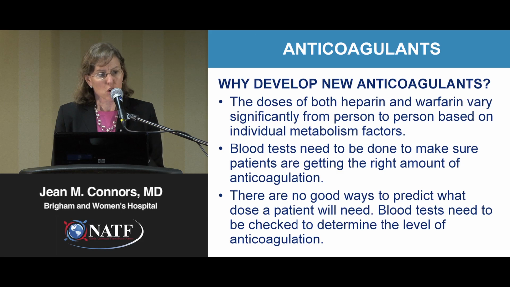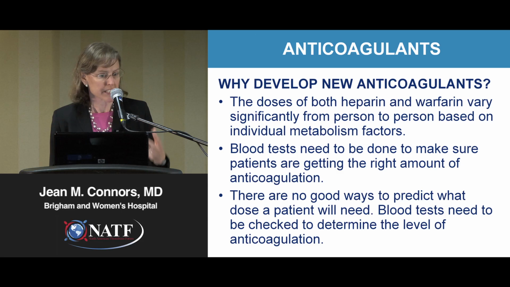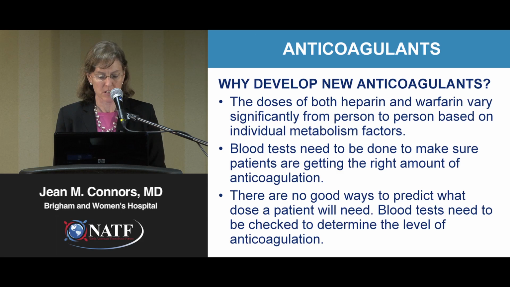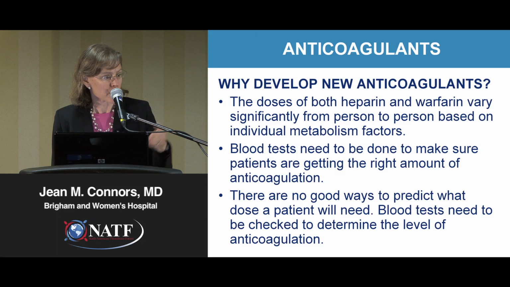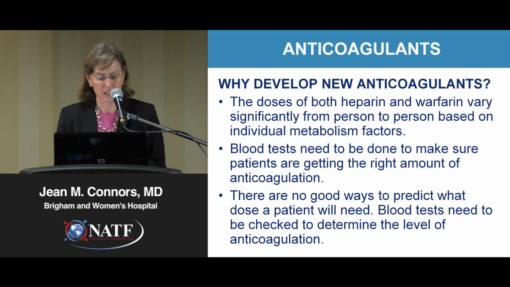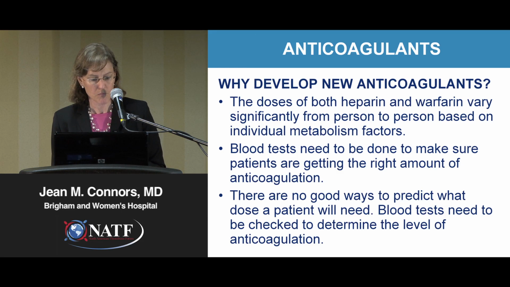There are really no good ways that we have, and many people have tried to develop prediction nomograms or dosing nomograms. There are no good ways to predict what dose of anticoagulant, of unfractionated heparin or warfarin, a patient will need. There really is a bit of trial and error. You start at a standard dose, and then you test the blood, and you adjust the dose up and down based on the results. So blood tests are needed to determine the level of anticoagulation.